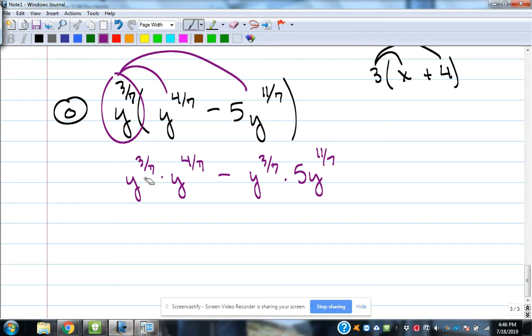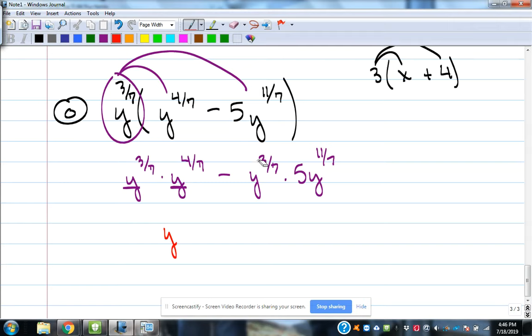We say, okay, they're multiplying y to an exponent times y to an exponent. So the bases are the same, which means I can add those exponents. So 3 plus 4 on the top would be 7. So that's y to the first. 3/7 plus 4/7 is 1.